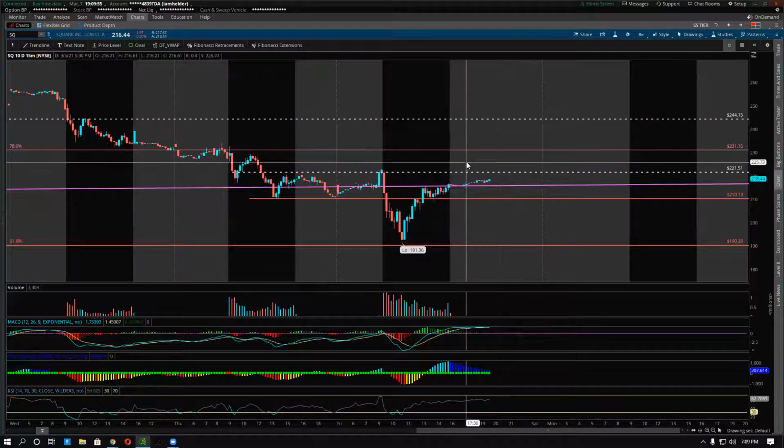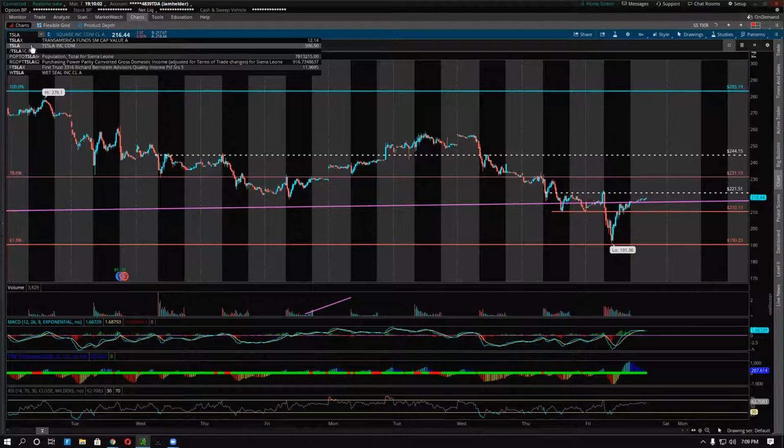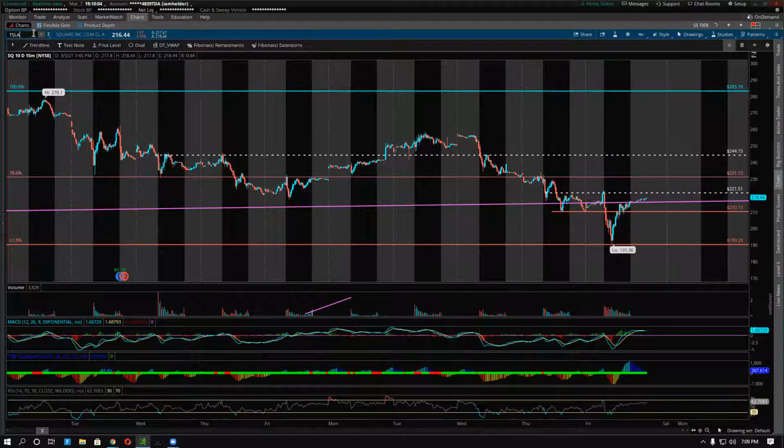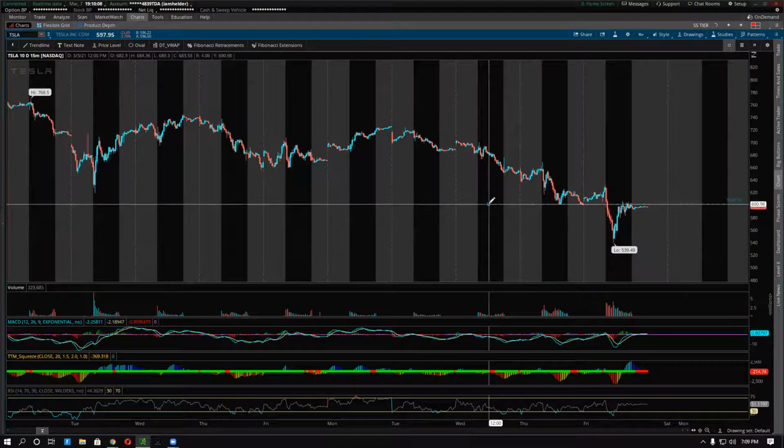You guys want to be careful, manage your risk. So anything above 222 in the morning should be good for Square to go. 222 with green volume, we're good to go. At this rate, we might open higher.